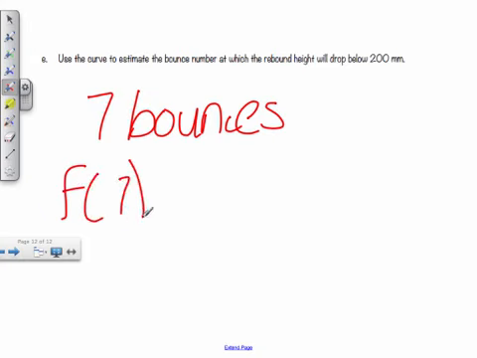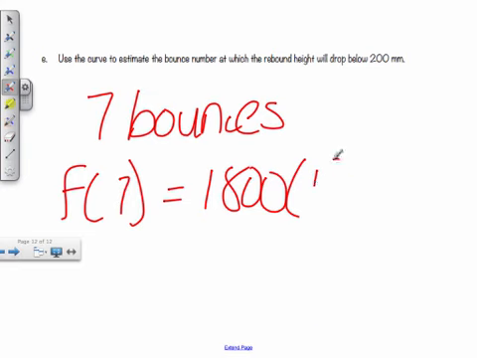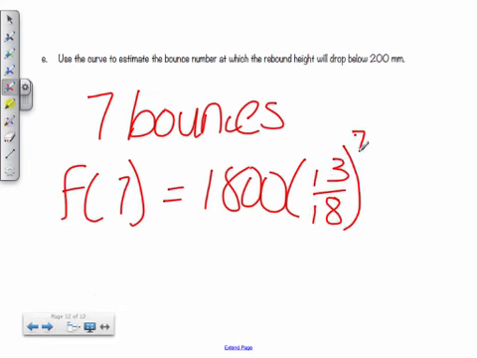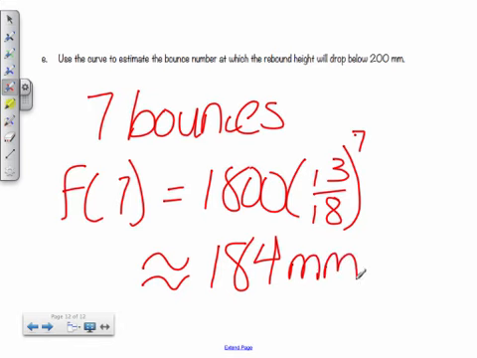So I'm going to figure out what f of 7 is. I'm going to take 1800 and multiply it by 13 over 18, all raised to the 7th power, and then I will see what that gives me when I plug it into my calculator. You will get a height of about 184 millimeters, which seems to be the bounce number that will get you to drop below 200 millimeters.